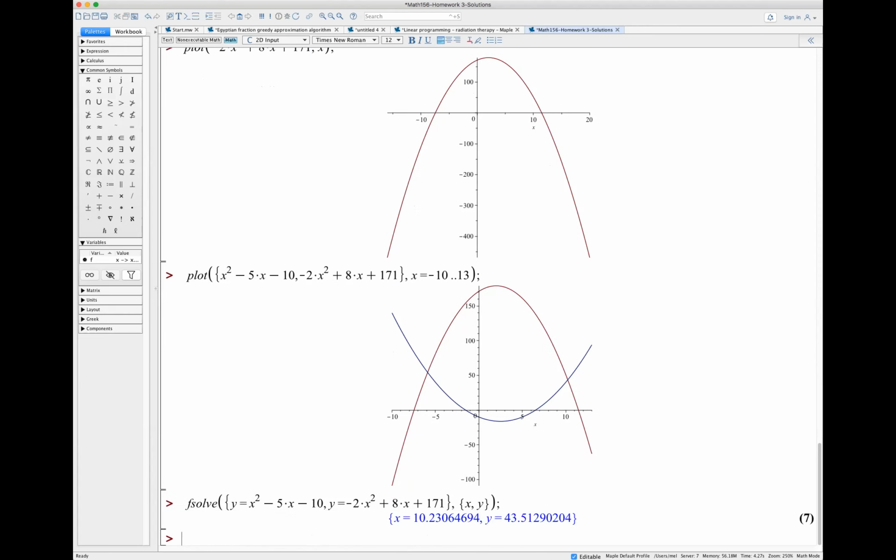So, now this is interesting. We're only getting one point of intersection. This is x around 10 point something and y is 43. We're just getting this point. So how do we force Maple to also give us this point?